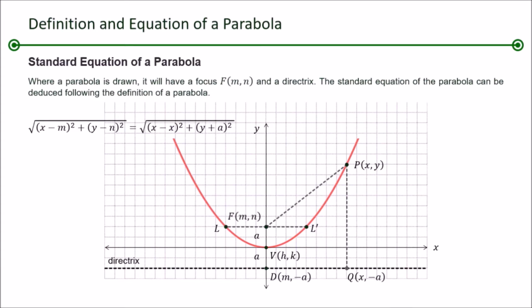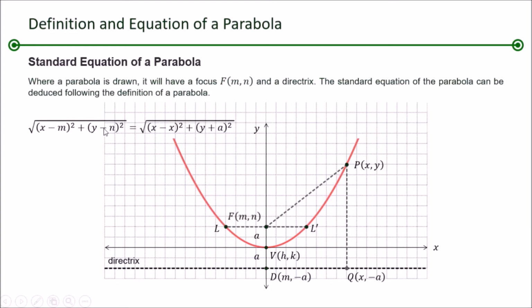By the distance formula, the distance between F and P is written as the square root of (x - m) squared plus (y - n) squared, which is equal to the distance between P and Q, which is written as the square root of (x - x) squared plus (y - (-a)) squared. Of course, y minus negative a becomes y plus a, then squared. And of course, x minus x becomes 0, so that would cancel out.